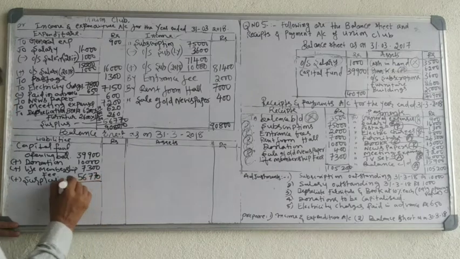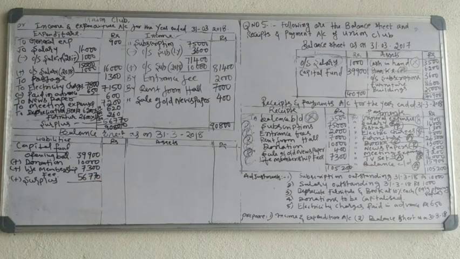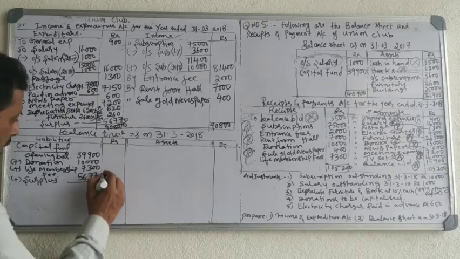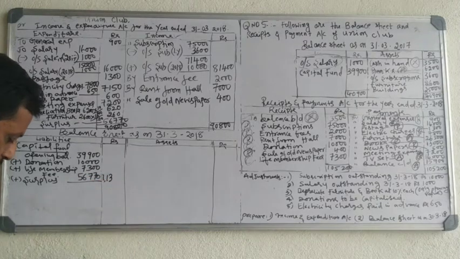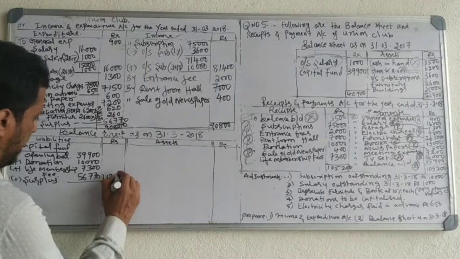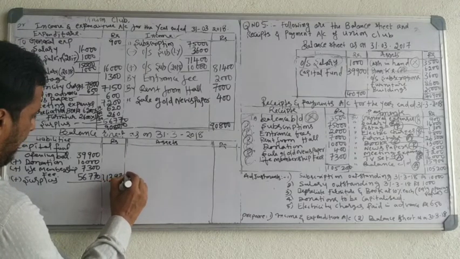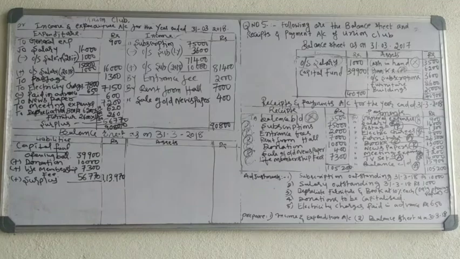$56,770. Let's see the total. 39,900. 10,000 rupees donation. Life membership fee 7,300. Surplus is 56,770. Total is 1,13,970. Okay. So liability side is completed.